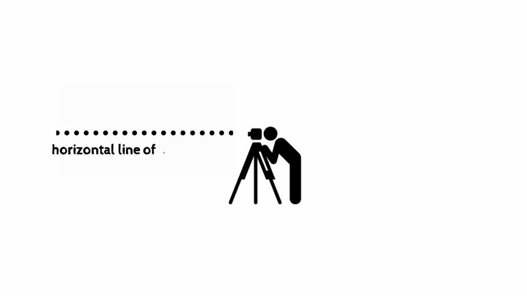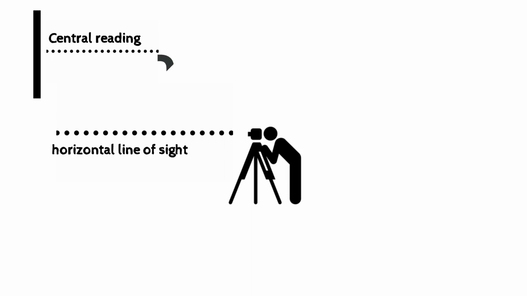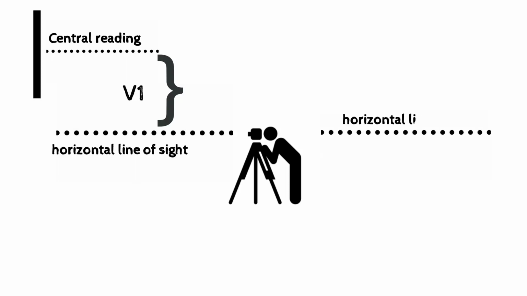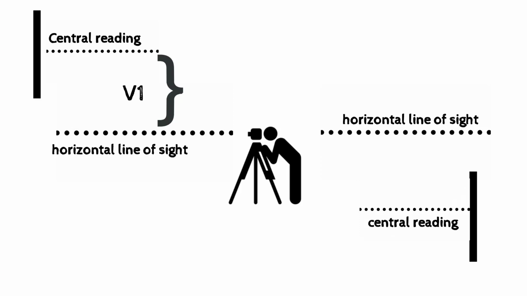Now let us understand what V1 and V2 are. Consider this setup. First, you have observed the station P. If you measure the distance between the central reading at P and the horizontal line of sight, it is V1. Second, you have observed the station Q. For this station, the vertical difference between the central reading and the horizontal line of sight is V2.